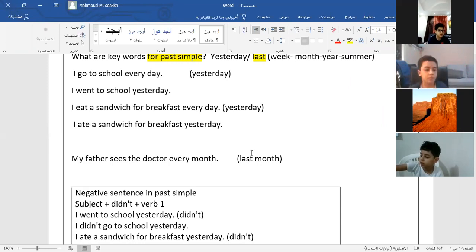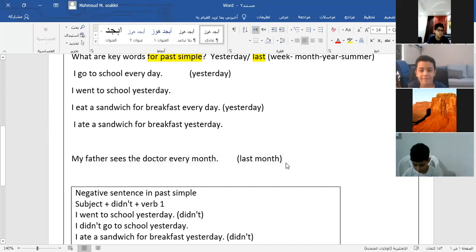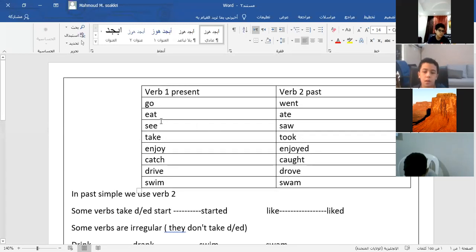Now, how can we change it? My father saw, yes, excellent. My father saw the doctor last month. So we say my father, no change. And look at the verb see. Is it verb one or two? Look at the table. Yes, that's right. But what about saw? Is it verb one or two?